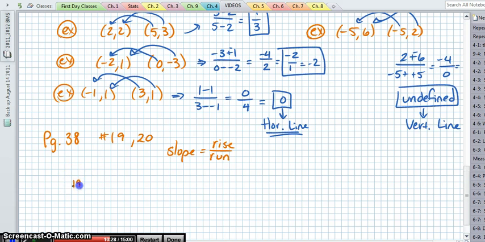Okay, for number 19, we have 4/5, and for number 20, we have negative 7/4. It's negative because it says what is the slope from the upper left corner to the lower right corner.